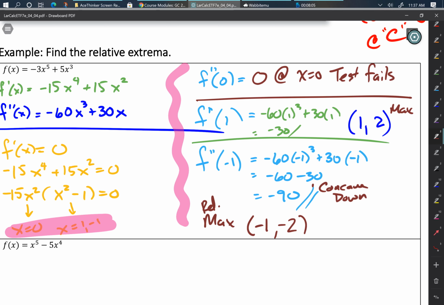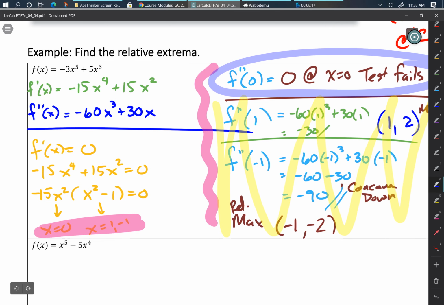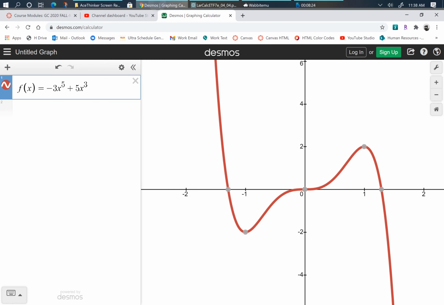Now I'm going to cheat a little bit since this was really about finding the second derivative. I'm going to cheat and figure this one out by looking at the graph. So let's go look at the graph of -3x to the 5th plus 5x cubed. All right, so we'll switch over to Desmos, and there's our graph. Now you can see over there, there's our minimum that we found at -1, -2. There's our maximum, our relative max that we found at 1, 2.